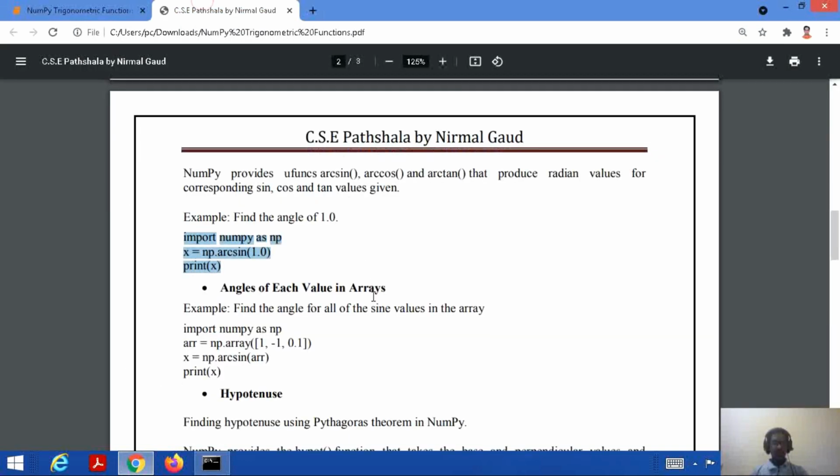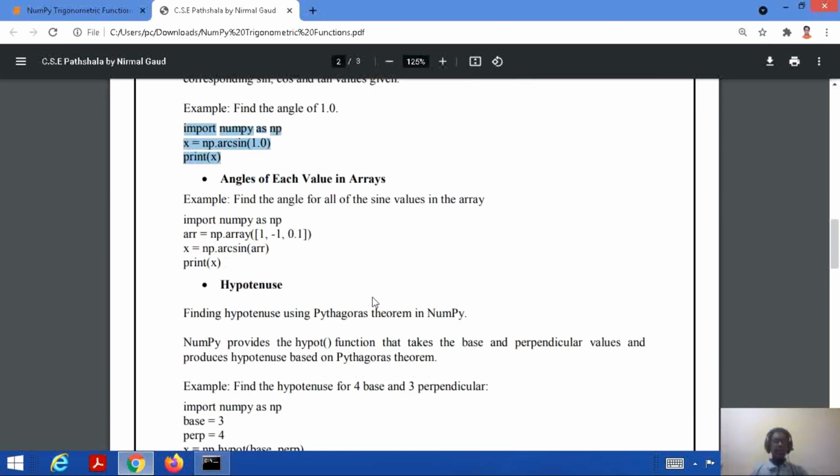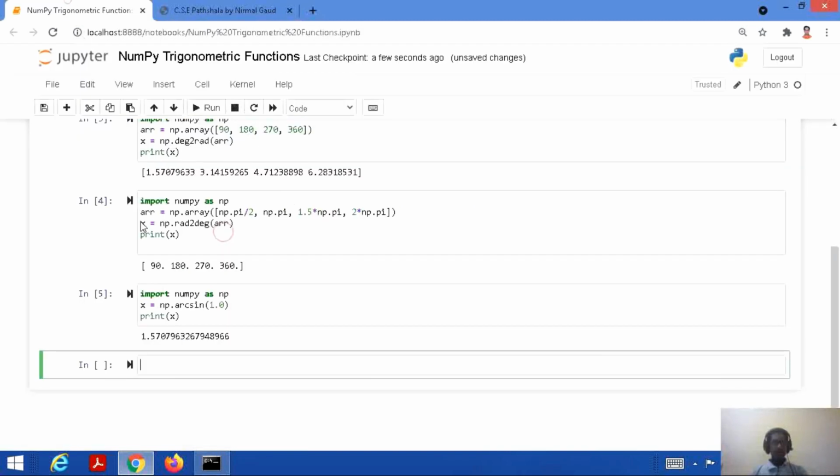Now, if you want to find the angles of each value in an array, that's what we need to do. We have been given an array, and we need to find the value of the angles in the array. This can be done like this. Let's consider a code. So here it is.